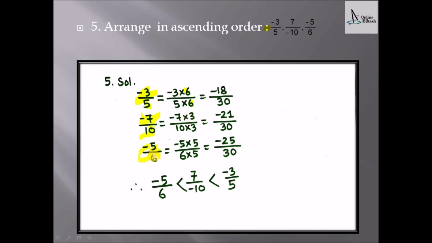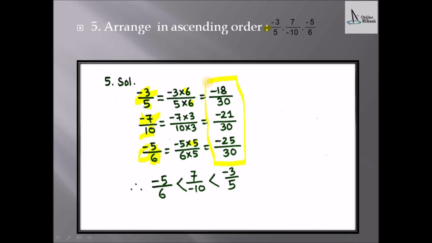Similarly, with 6, what will you multiply to get 30? 5. So 6 fives are 30. That 5 you multiply with the numerator of minus 5 by 6. So minus 5 into 5 is minus 25. Now you tell me, in these three equivalent rational numbers: minus 18 by 30, minus 21 by 30, minus 25 by 30.